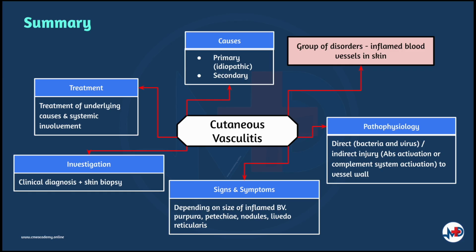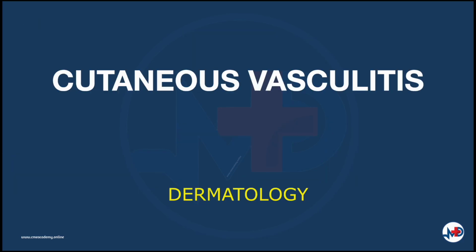Management-wise, it is important to treat the underlying cause and to provide symptomatic relief. In the case of prolonged or severe cutaneous vasculitis, prescribe oral colchicine, dapsone, corticosteroids, and if this fails or in systemic involvement, prescribe immunomodulating agents. So we have come to the end of this topic.